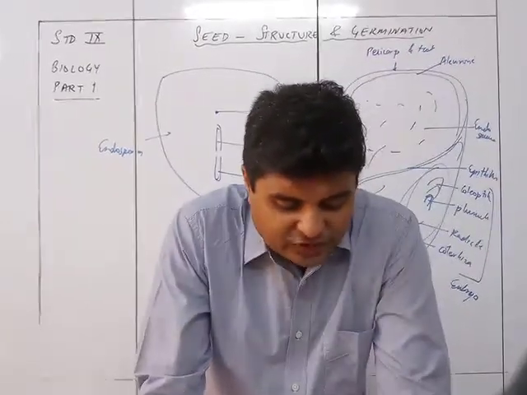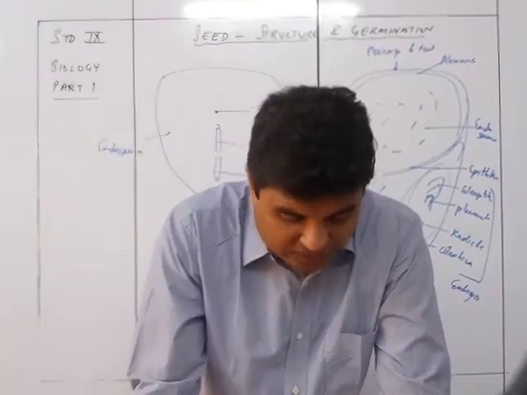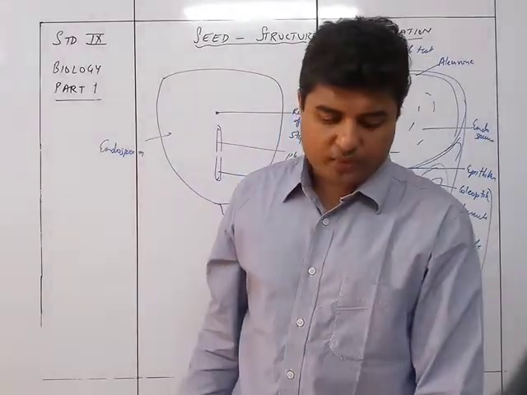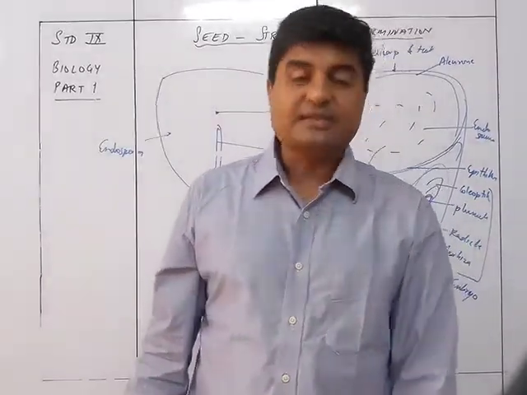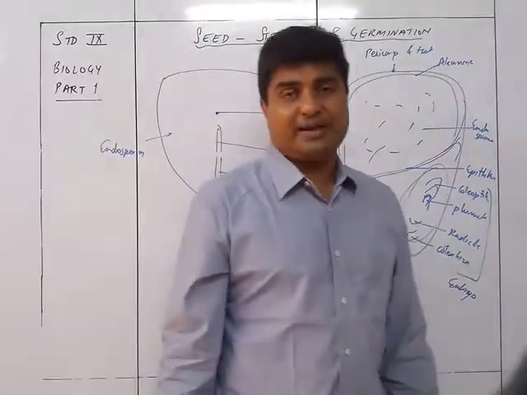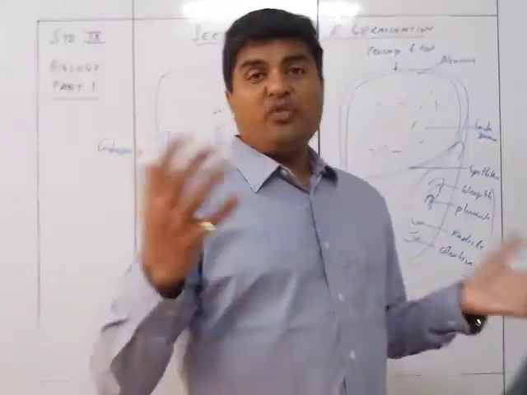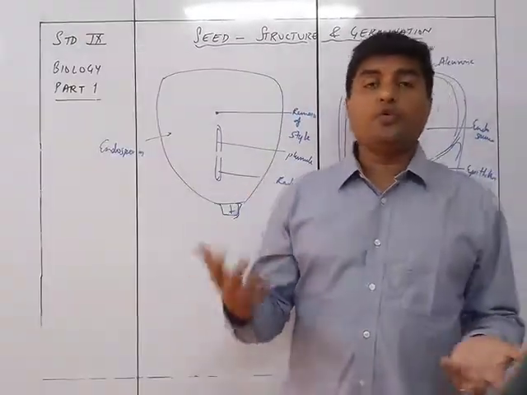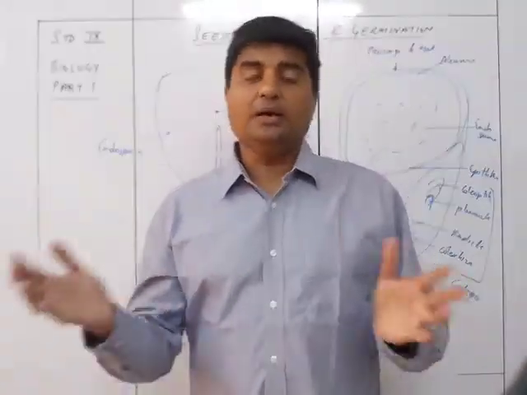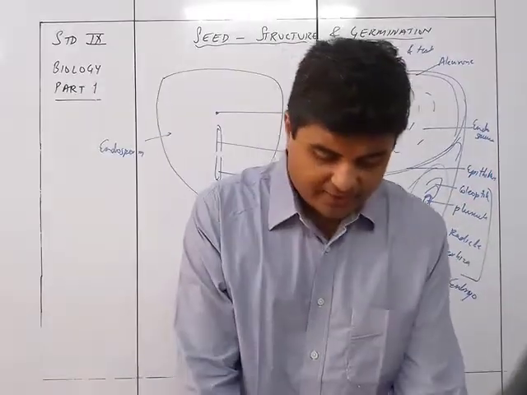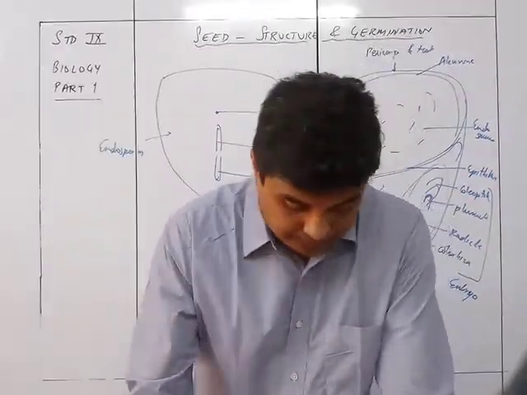The maize grain is actually a single seeded fruit in which the fruit wall and the seed coat are fused together to form a protective layer. Therefore, such a fruit is called a grain. So this is a grain because there is no fleshy fruit part. The fruit wall and the seed coat are fused together over here. That's why it is called a grain.